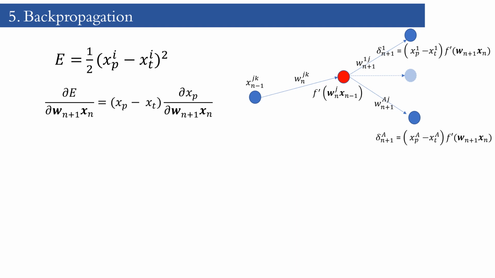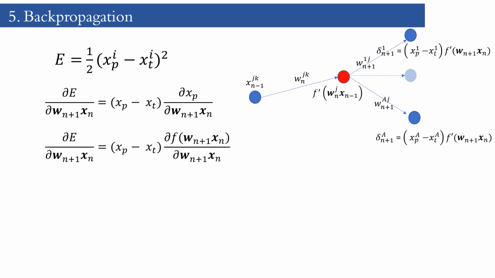Further simplifying this term like we did earlier, we get an expression for the error as xp minus xt into the derivative of f, Wn plus 1 xn by Wn plus 1 xn. That is the derivative of the function itself. From this, we can see this is equivalent to the delta n plus 1 for this layer. Starting from this point, we can propagate backwards to update the weights according to the general backpropagation equation and gradient descent.